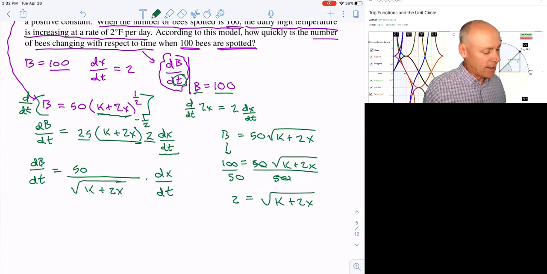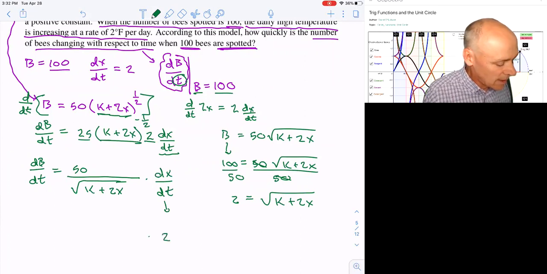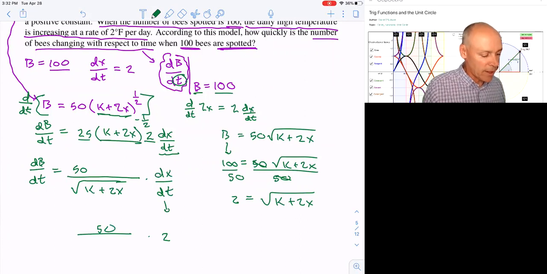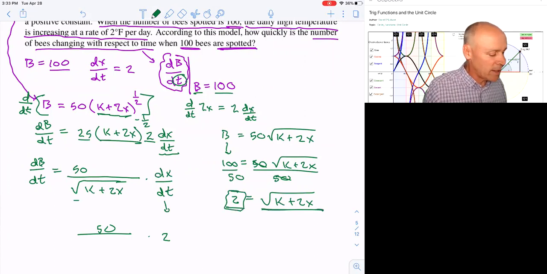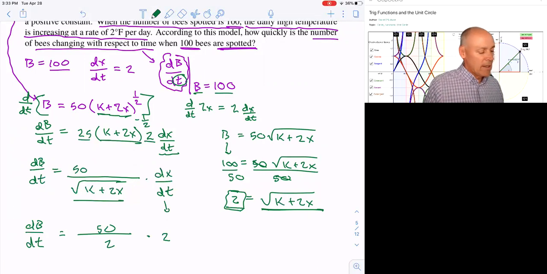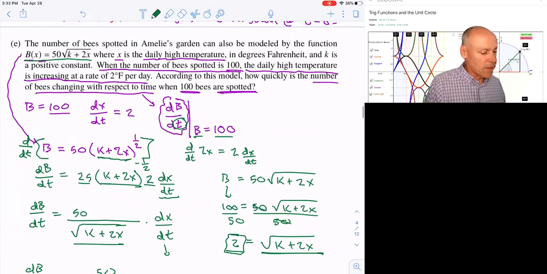Okay, I know dx/dt is given as 2. I got my 50. And looky-loo, look right next door here. We just worked this out. We know that 2 is equal to the square root of k plus 2x. Hey, that's what I got right here. So I just need to write that as 2. So 50 over 2 times 2 is equal to dB/dt. I can stop right there. It's going to be 50. I can't help but simplify that.